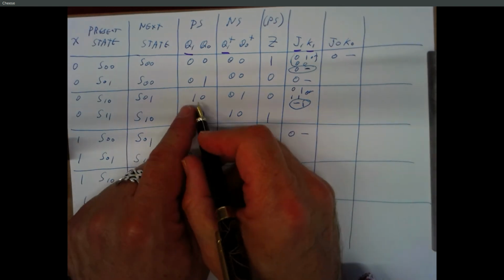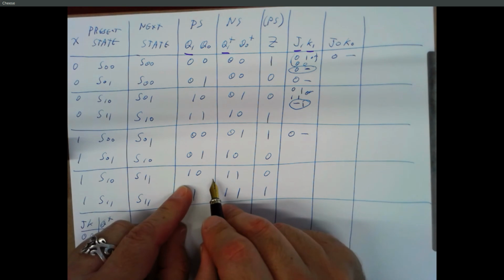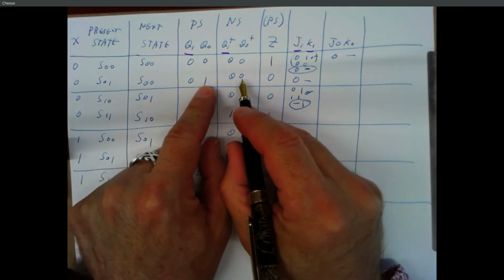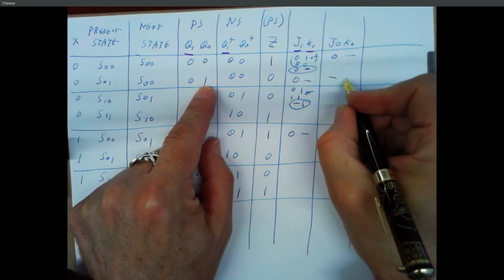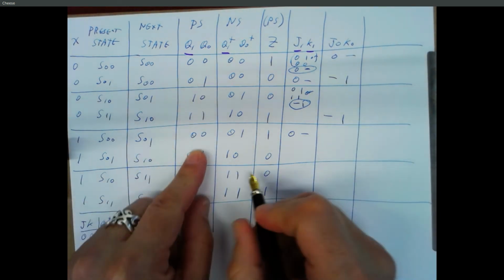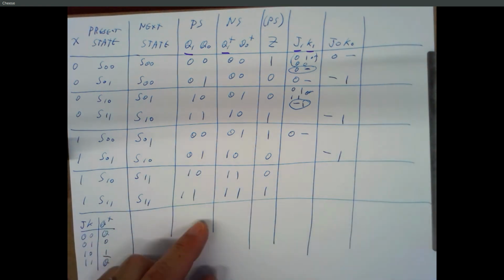Alright, and so anywhere there's a 1 going to a 0, we can write dash 1. So 1 going to a 0, nothing else for Q1. For Q0, here's a 1 going to a 0. So that's a dash 1. Here's a 1 going to a 0. Here's a 1 going to a 0. And I think that's it.